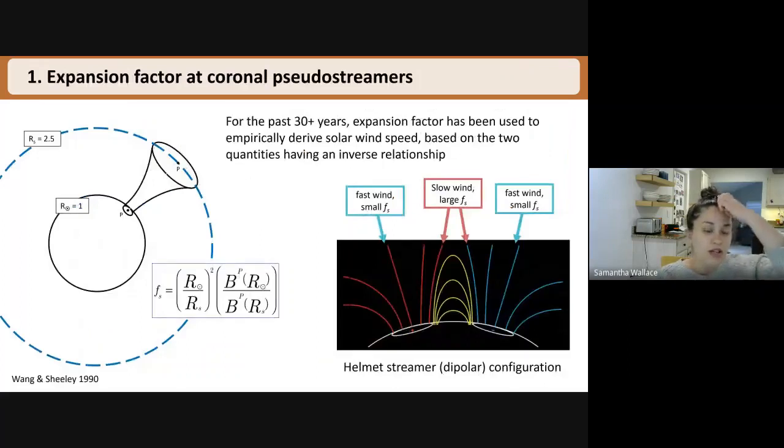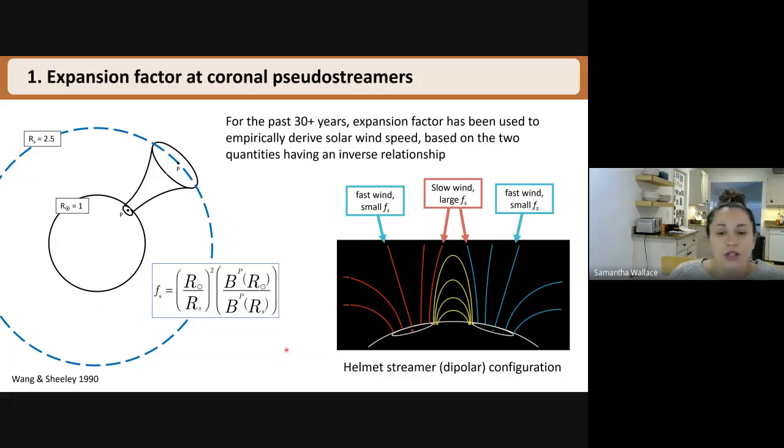So the first study is looking at field line expansion quantified by the magnetic expansion factor, and if that plays a physical role in the solar wind acceleration occurring at pseudostreamers. This expansion factor measures the rate at which an Earth-directed flux tube expands in cross-section compared to a purely radial 1/r² expansion. It was originally defined by Wang and Sheeley in 1990. In the literature, it's denoted typically by f_s.